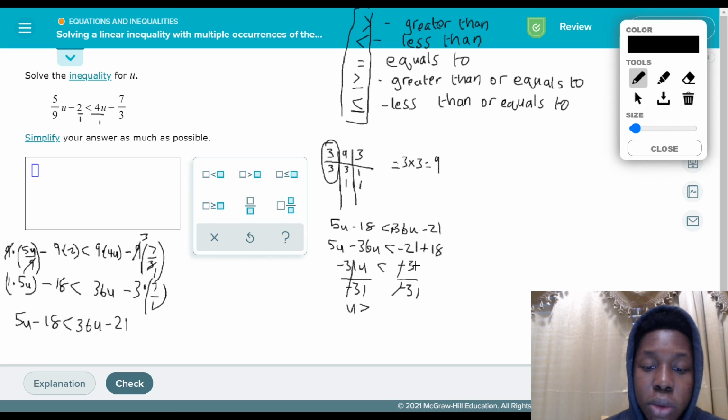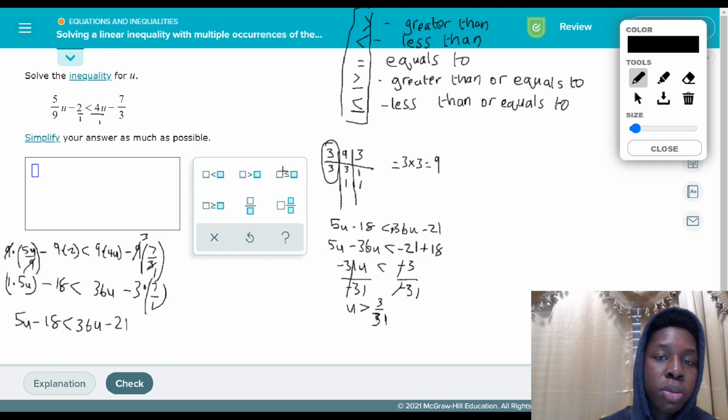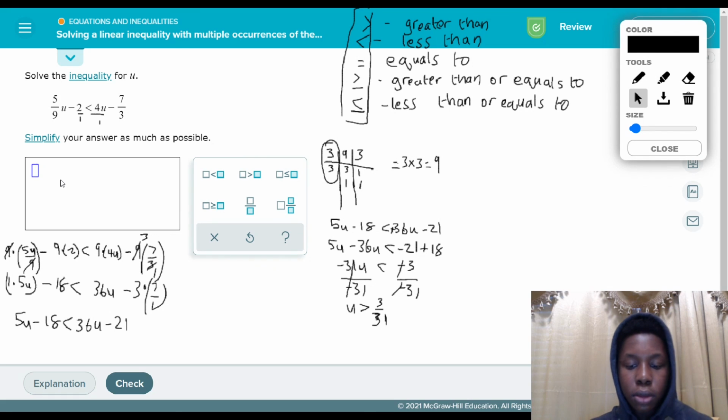And then we're left with 3 over 31. We know there's nothing common between 3 and 31. There's no number that can divide 3 that can also divide 31. So this is the simplest form this inequality can possibly be. Okay, so let's put that down: u greater than 3 over 31.